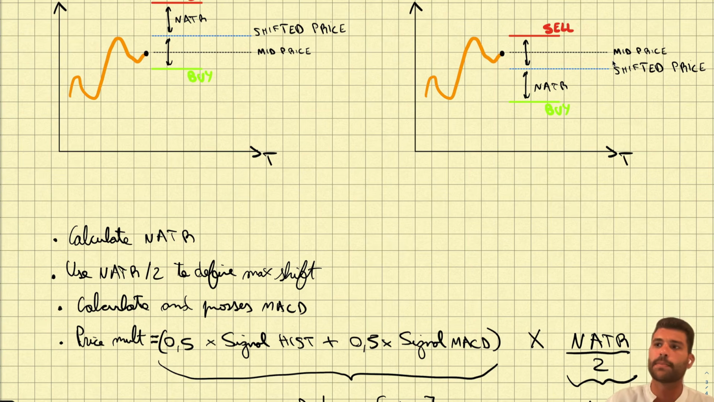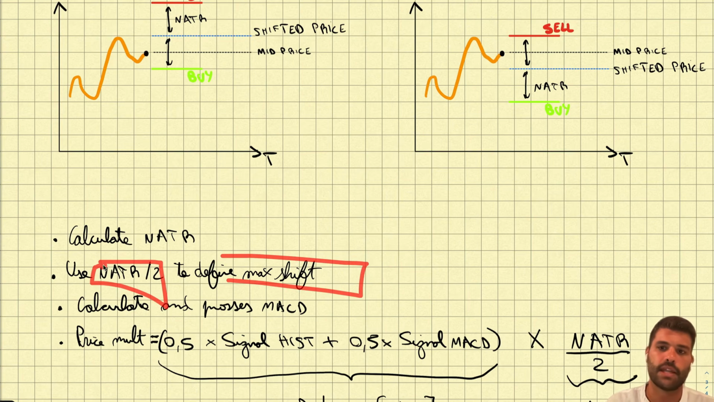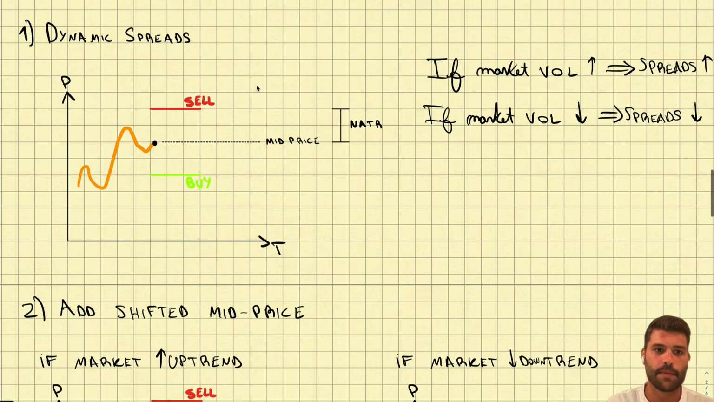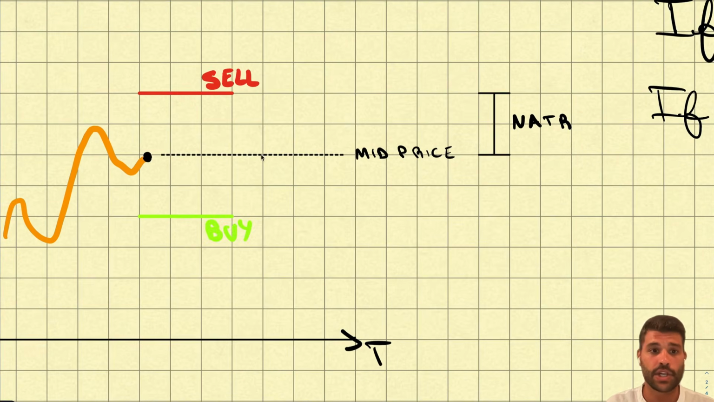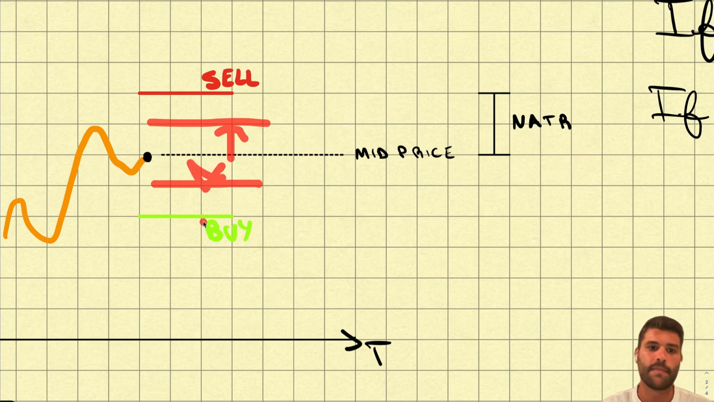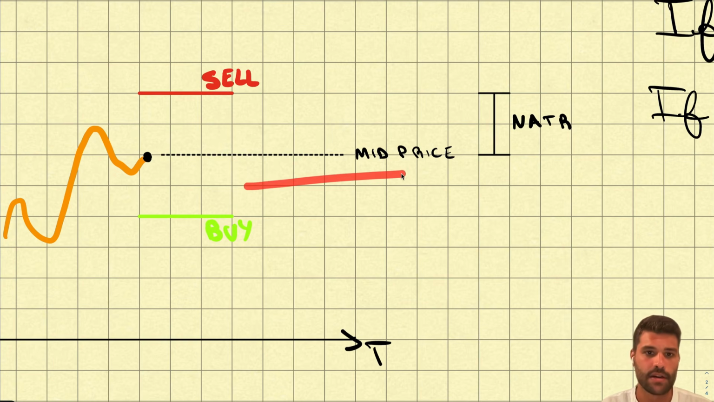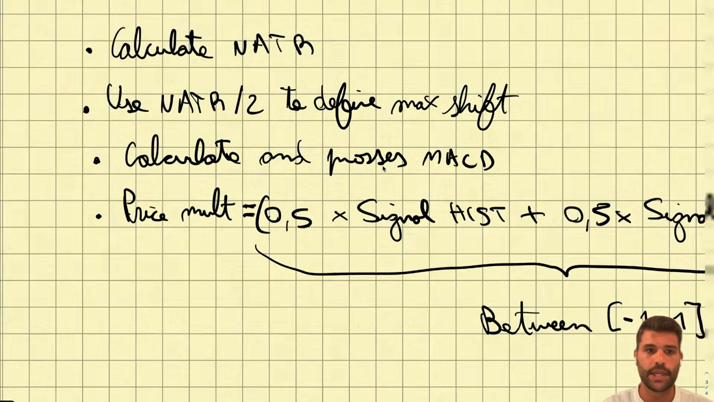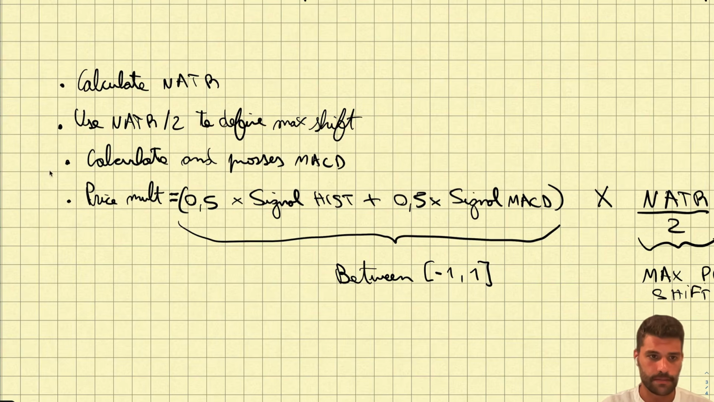We want to shift the mid price in a certain range. So for that, we're going to define a max shift. That is going to be the normalized average true range divided by 2. This means that, for example, if we are here and this is the normalized average true range, the shifted mid price can be between this and this place, because it's going to be the normalized average true range divided by 2. So this mid price can be shifted up to this price or up to this price. That means that the buy order can be placed at maximum here, or the sell order can be placed at maximum here. So this is how we are going to shift the mid price.